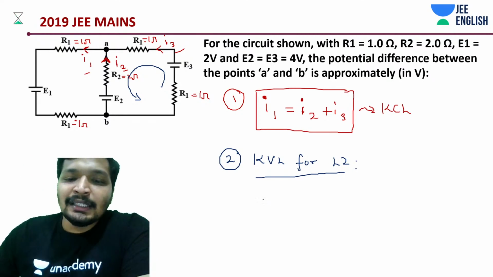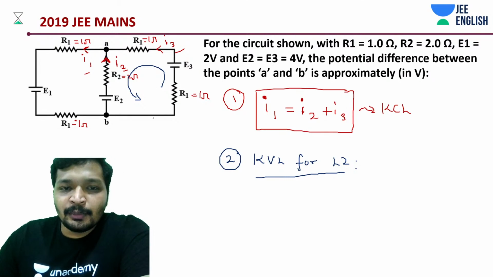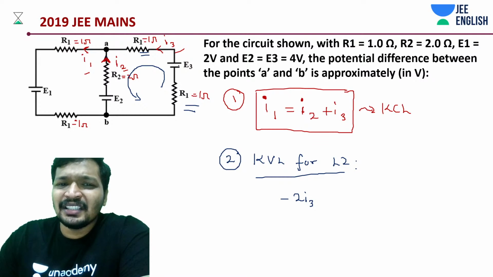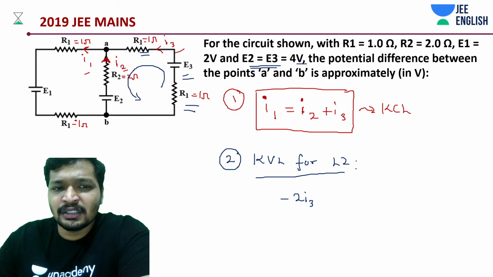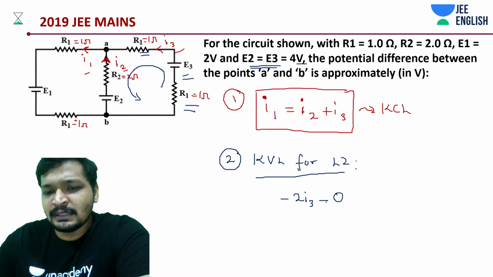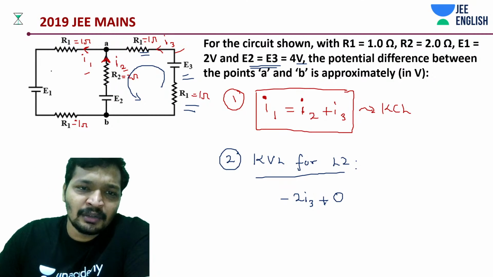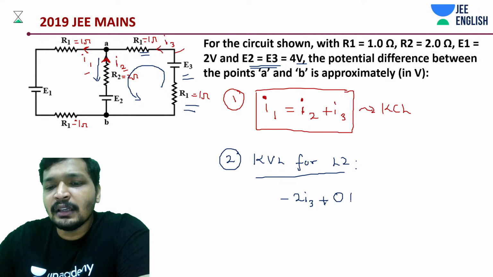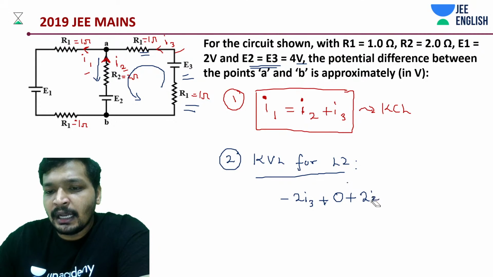That's it. Now in this case, what is it going to be? It's going to be I3 into 1 ohm, I3 into 1 ohm. Basically 2I3 minus 2I3. Okay, this is how much? This is like 4 volts. E2 is equal to E3, 4 volts, 4 volts. So basically 0. It's basically plus of 0 or minus of 0. 0 does not matter. And we are moving in the opposite direction of current, so it should be plus of 2I2. It's 2 ohms, right? R2 is 2 ohms.